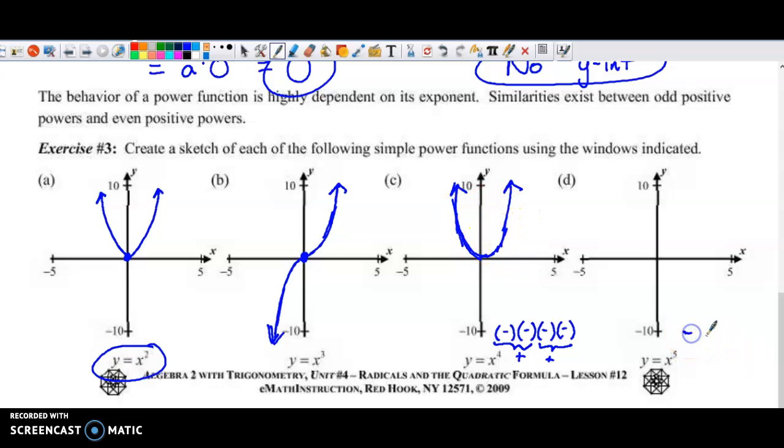I can do the same thing with 5 negatives. 2 negatives make a positive, 2 negatives make a positive, but you have 1 more negative. So again, it does increase very fast, but it's the first and third quadrant. That's what we want you to get out of that.